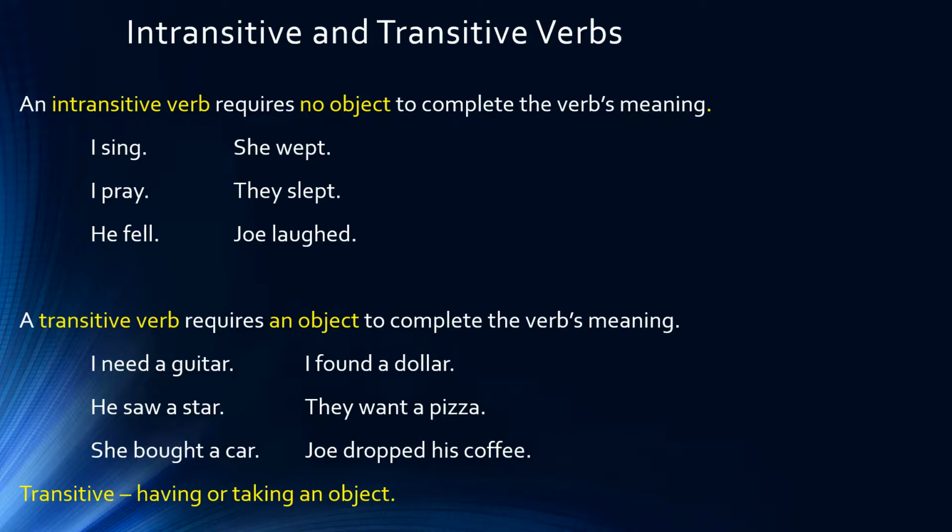A transitive verb, on the other hand, does require an object to complete the verb's meaning. I need a guitar. You would not just simply say, I need, or I found, or they want. We have to have an object to complete the verb's meaning. I need a guitar. He saw a star. She bought a car. So transitive means that we have to have an object, having or taking an object. So let's look at a few examples of intransitive and transitive verbs.